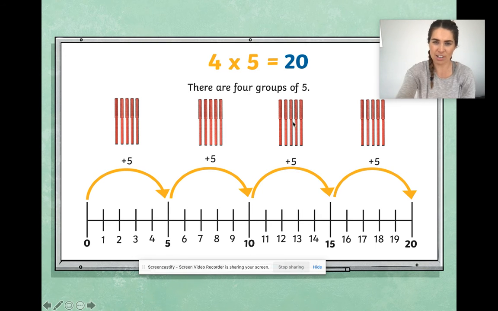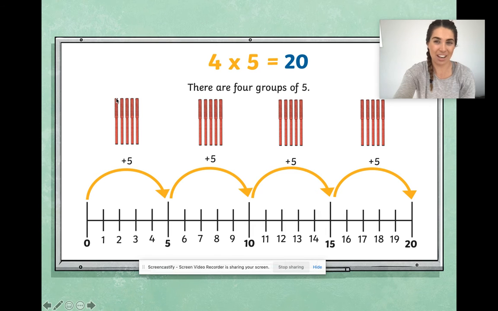And can you see I matched my picture? I jumped the same amount of times as groups in my picture. The number I landed on at the very end is 20, which means my answer, which comes after the equals sign, is 20. I could also work that out by counting all together how many pens I have in my picture. I could count by ones.